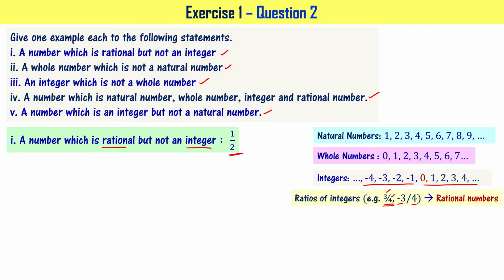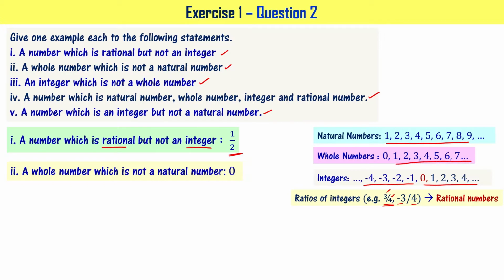Now let's look at the second one, that is a whole number which is not a natural number. Look at these natural numbers 1, 2, 3, 4, 5, 6, 7, 8 and so on. Whole numbers also have all these 1, 2, 3, 4, 5, 6, 7, 8 and so on. But the only thing which is not there as part of natural numbers is 0, right? That is what is asked. A whole number which is not a natural number, answer is 0, right?